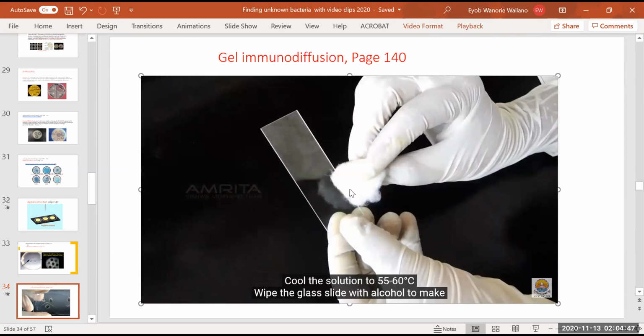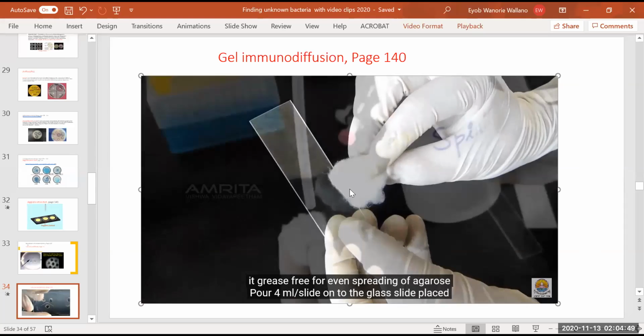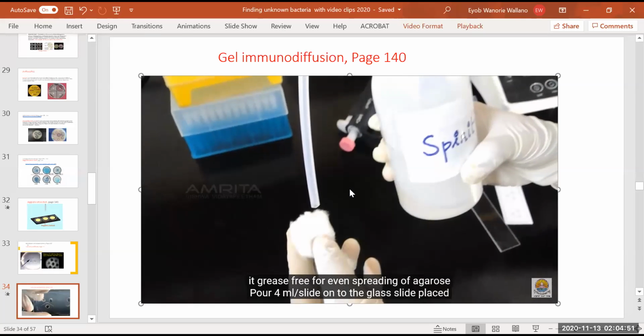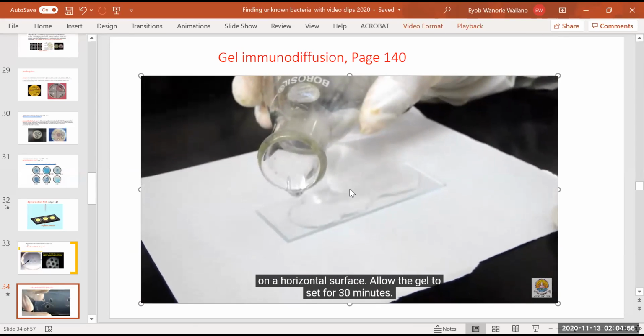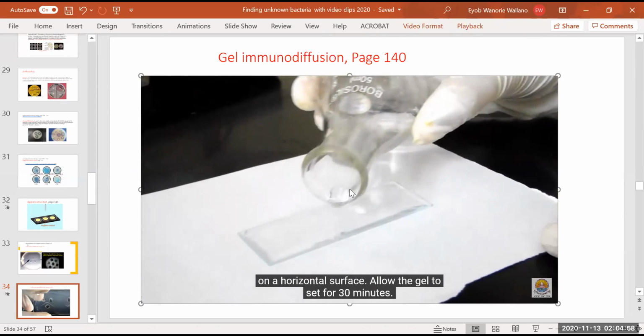Wipe the glass slide with alcohol to make it grease-free for even spreading of agarose. Pour 4 ml onto the glass slide placed on a horizontal surface. Allow the gel to set for 30 minutes.